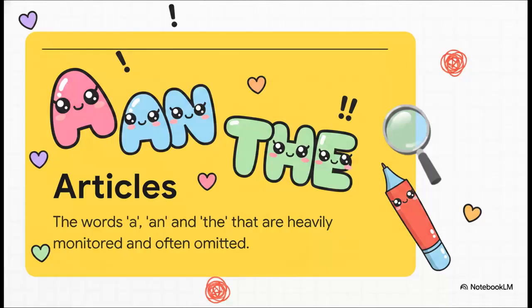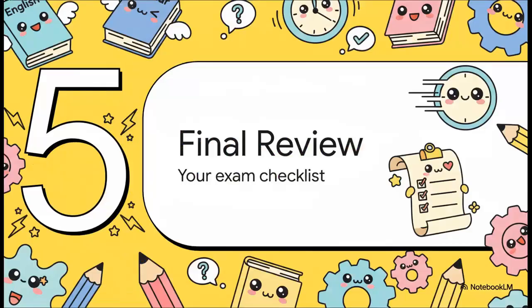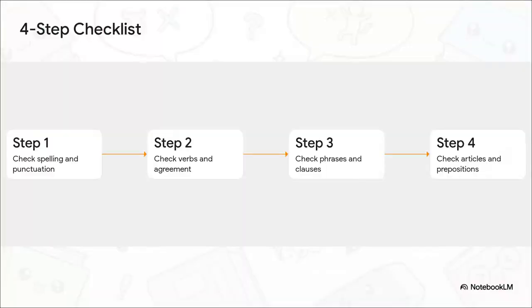Let's wrap this all up with Section 5, Final Review to Ace It. This is your ultimate exam checklist. We have covered some serious ground today, looking at the very mechanics of how this exam is graded. So let's condense those 7 precise errors into a highly actionable 4-step mental checklist. You should use this while reviewing every single paper you write.